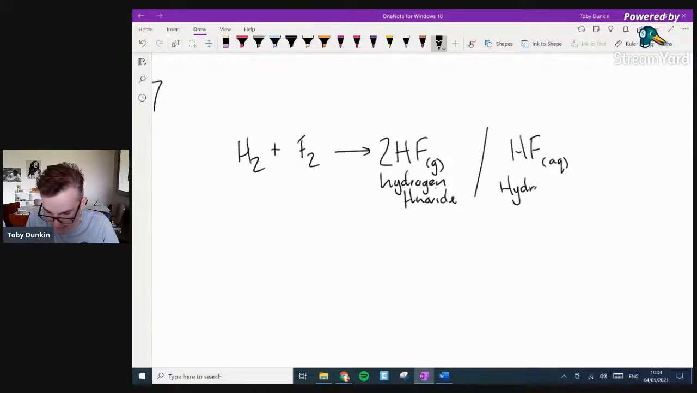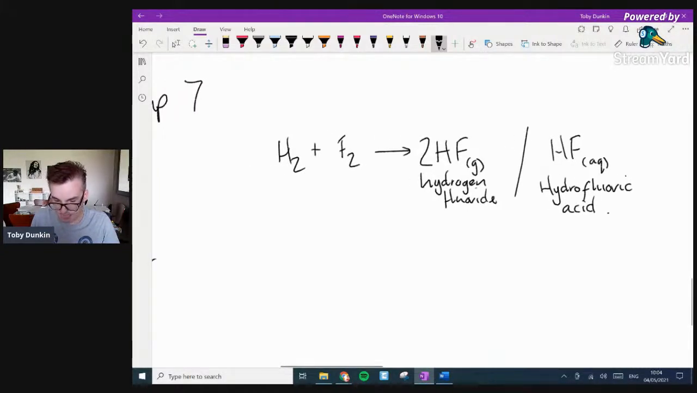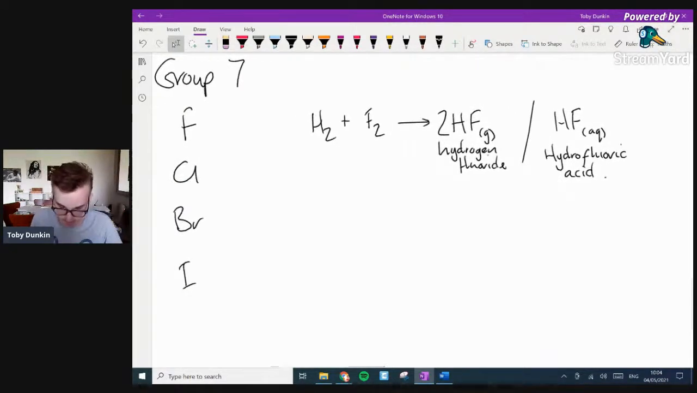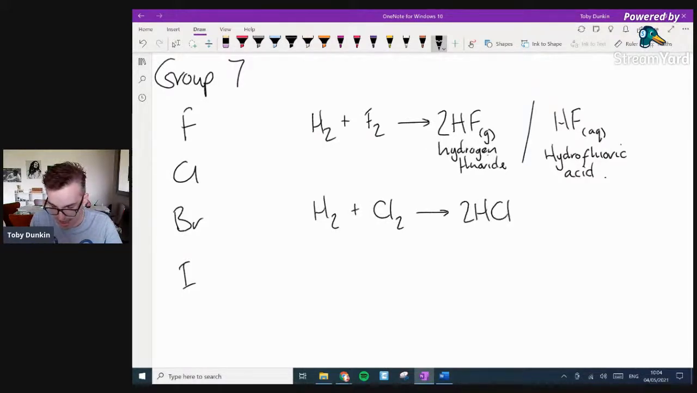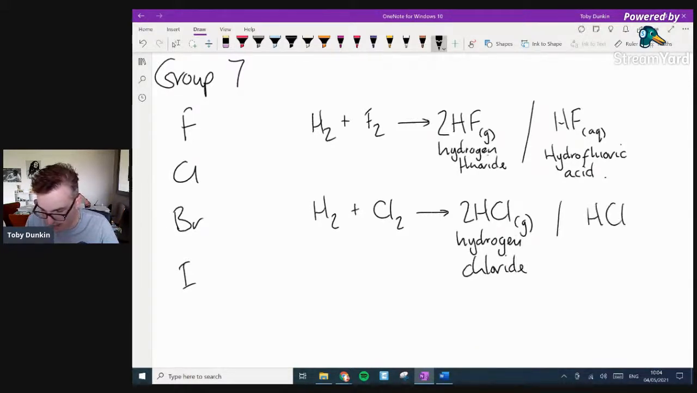By the way, terrifying stuff. Hydrofluoric acid, terrifying stuff. It actually passes through your skin and dissolves your bones. Really scary stuff. Same thing, if you take H2, hydrogen gas, react it with chlorine gas, you'll get 2 HCl gases, and that's hydrogen chloride. You dissolve that in water, and it will become hydrochloric acid, HCl aqueous.